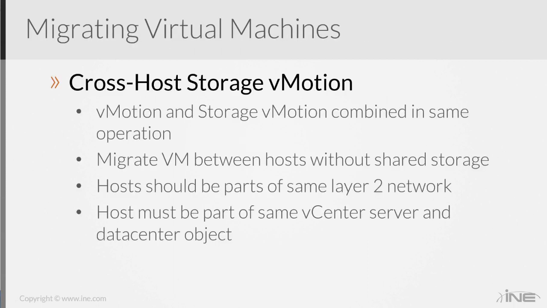Cross-host Storage vMotion is where we need to migrate the compute and memory resources from one host to another, whilst at the same time we also want to migrate from one storage location to another. As of vSphere 5.1, a vMotion operation does not require an environment with shared storage. The requirement for this is that the hosts should be part of the same layer 2 domain and be part of the same vCenter Server.